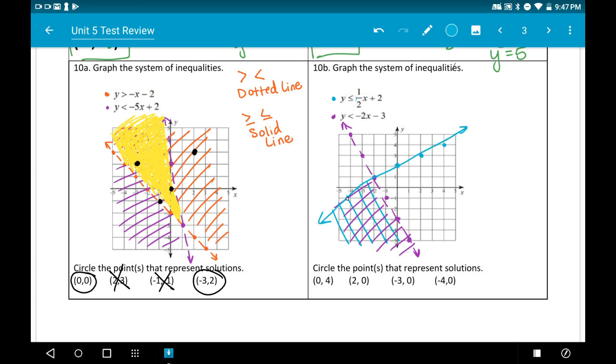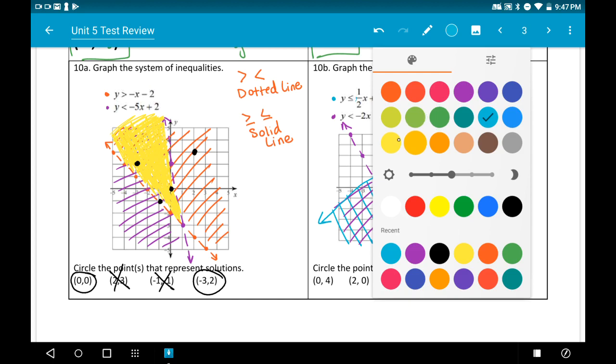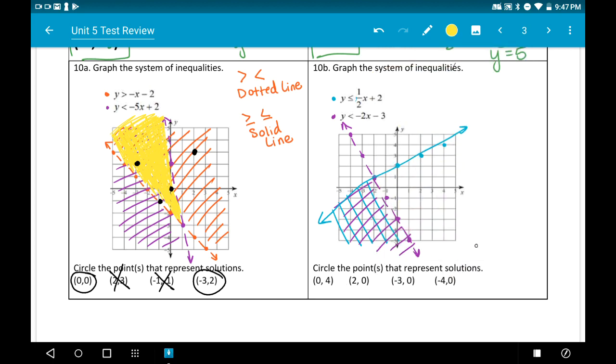So if you have to match in a multiple choice question, it will look like this. It won't have all this other shaded area, even though it was there. And we're going to figure out which points are solutions. So 0, 4. Notice that's not in any of the shaded area, so 0, 4 is not a solution. 2, 0. Not any of the solution set, so no.